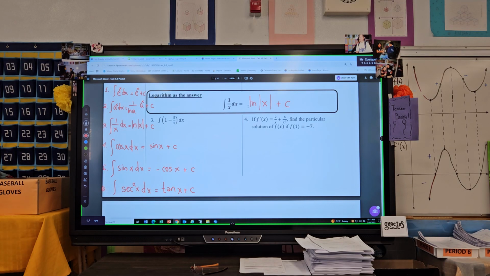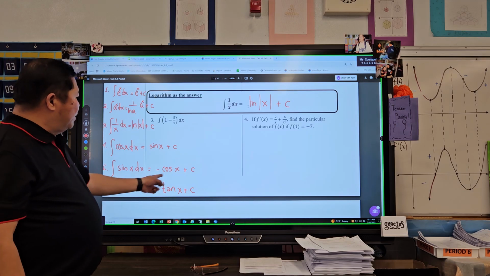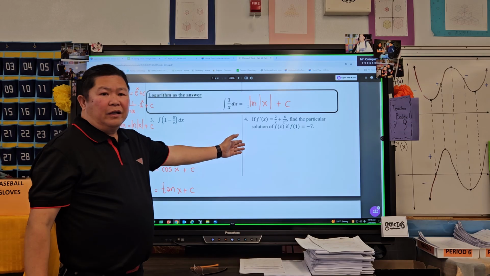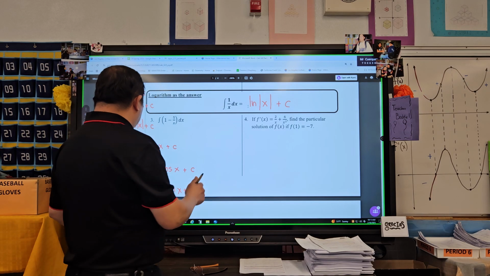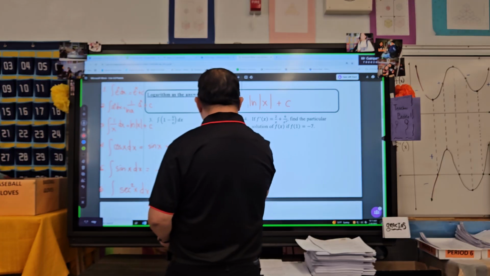Okay, can you copy down first the first 6 formulas? Or shall I continue with number 7 right here? Are you guys okay? So I'll do number 7 right here.